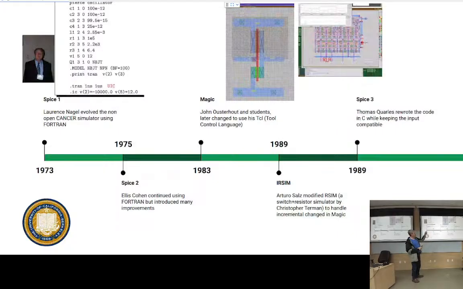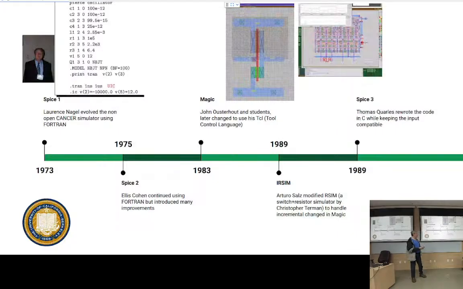But in 1983, there was a very interesting tool called Magic, which allowed you to graphically draw your integrated circuit layout. Remember that we talked about the layout. And it had very interesting features, one of which was that it continuously checked a bunch of design rules. So that's what we call DRC, design rule check.